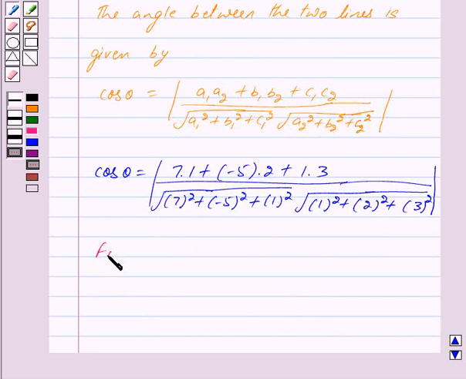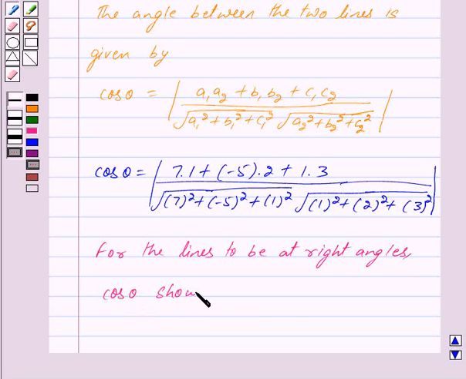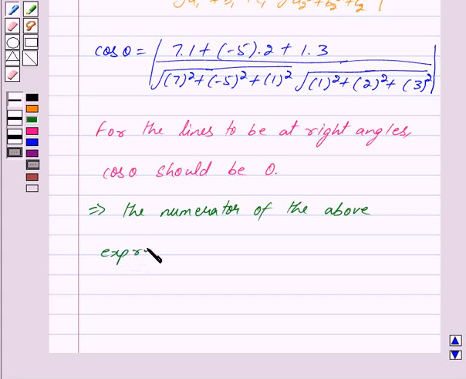Now, for the lines to be at right angles, cos theta should be equal to 0. Now, for cos theta to be equal to 0, the numerator of this expression should be equal to 0. So, this implies the numerator of the above expression should be 0.